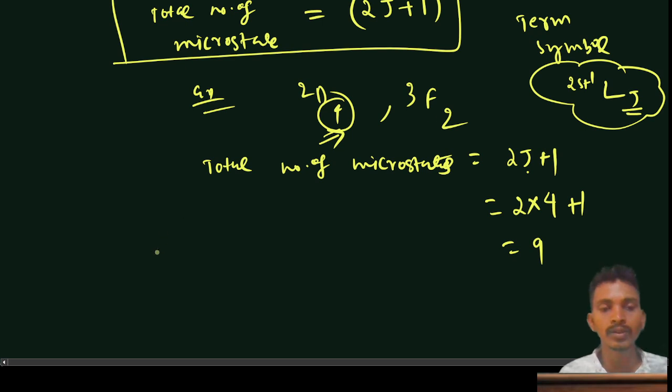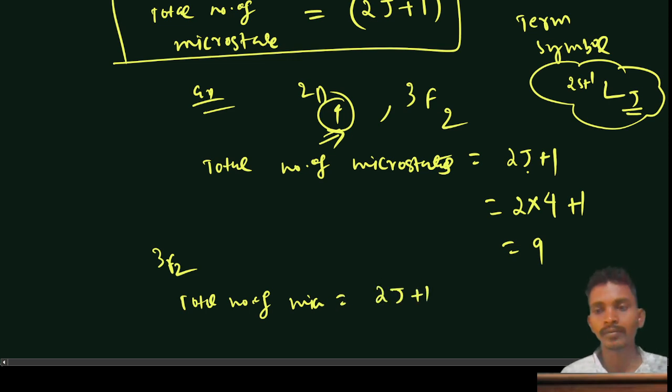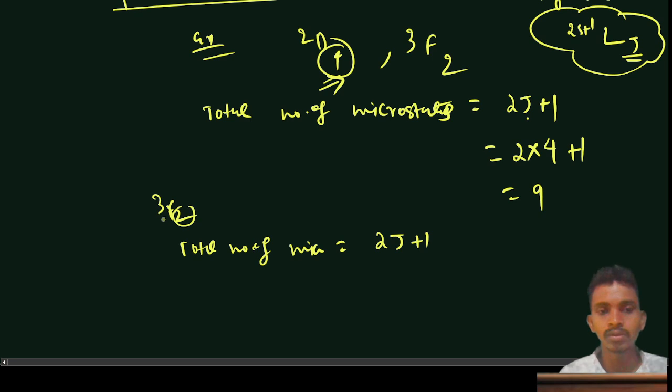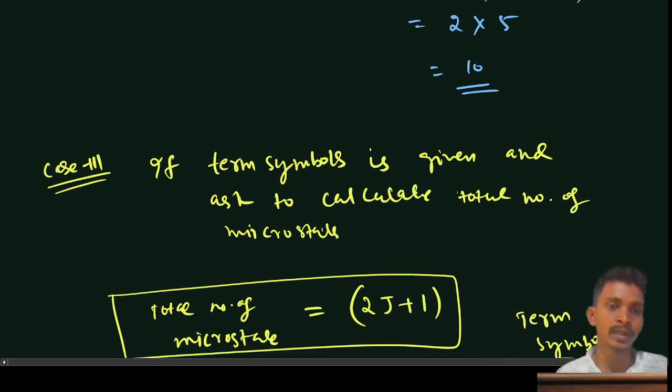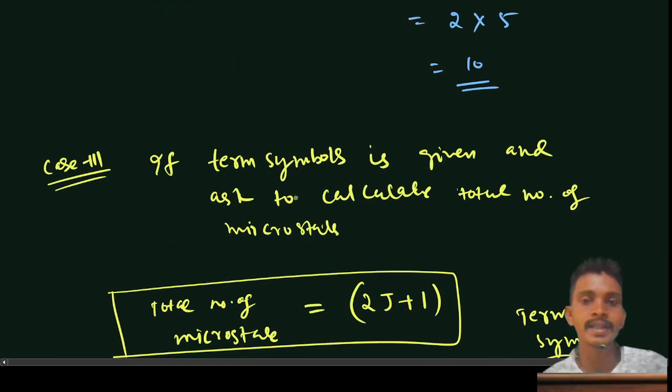Similarly, 3F2 is given. So the total number of microstates is 2J + 1. Here J is 2, so I will use 2 into 2 plus 1, that is 2 times 2 is 4, plus 1 is 5. Likewise we will calculate the total number of microstates if term symbols are given.